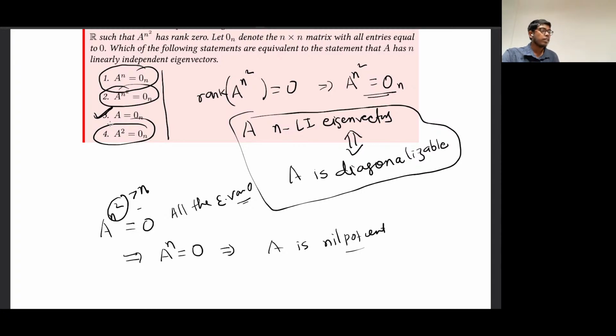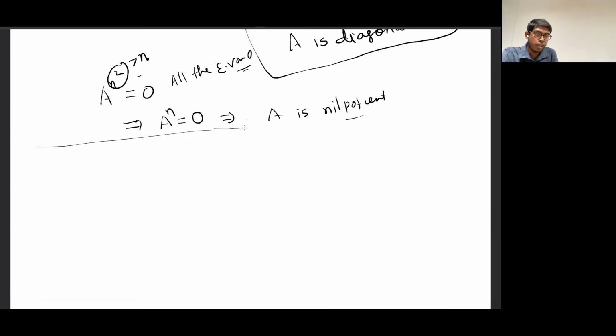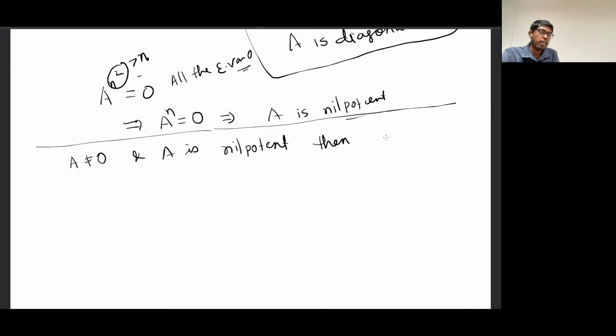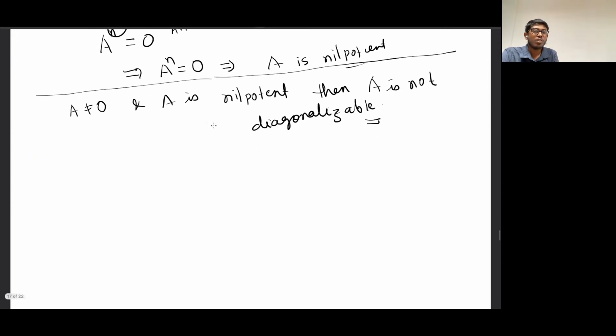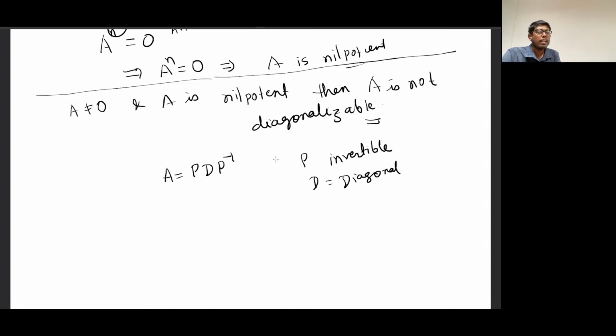So let us prove that a non-zero nilpotent matrix cannot be diagonalizable. So if A is not equal to 0 and A is nilpotent, then A is not diagonalizable. So this is very easy. See, if A is diagonalizable, what will happen? It means that I can write A as P D P inverse for some P invertible and D diagonal. And since A has all the eigenvalues 0, D will be 0, 0, 0.